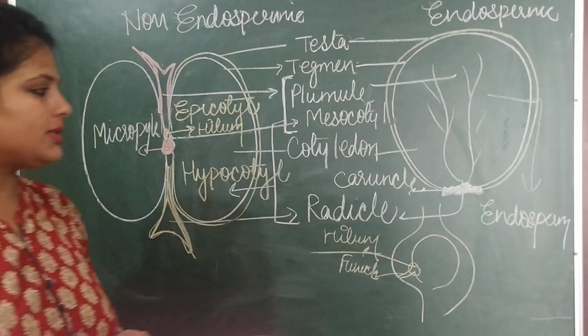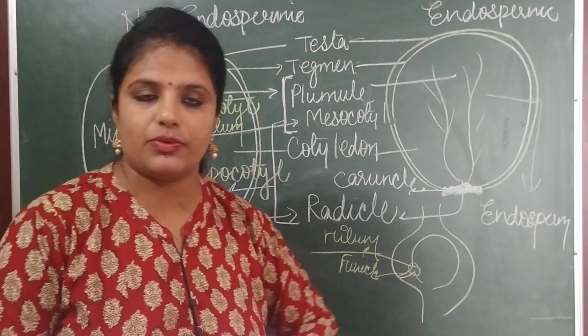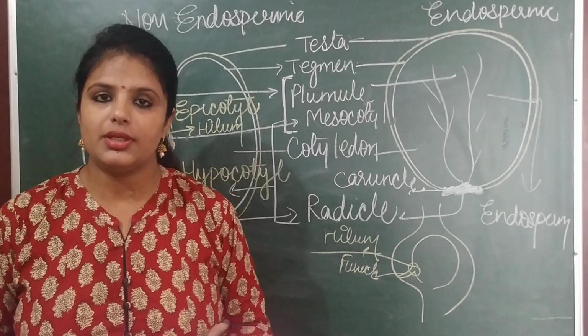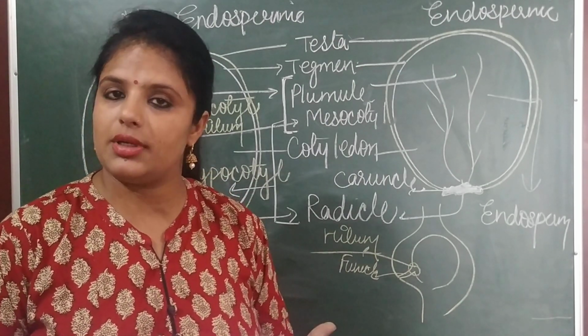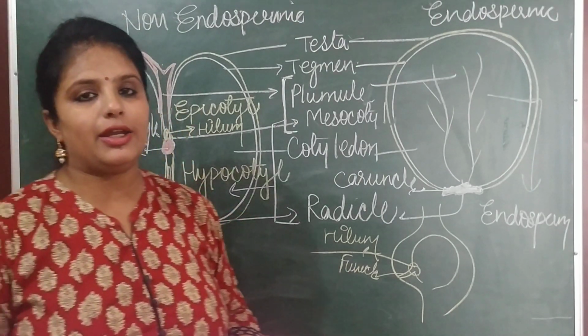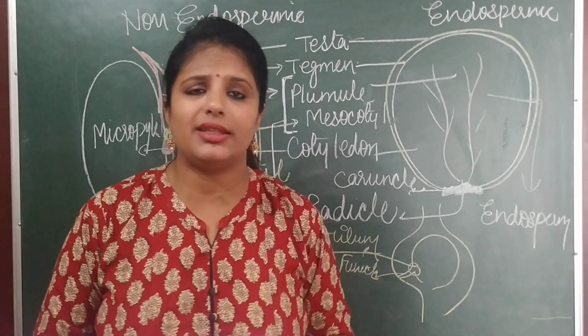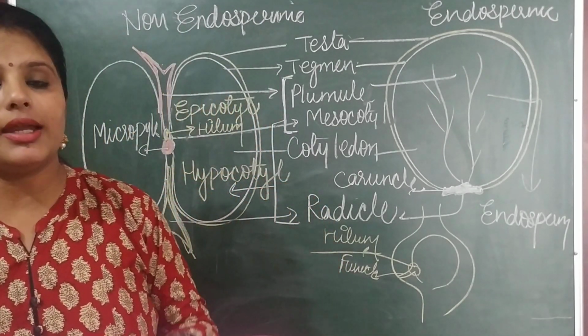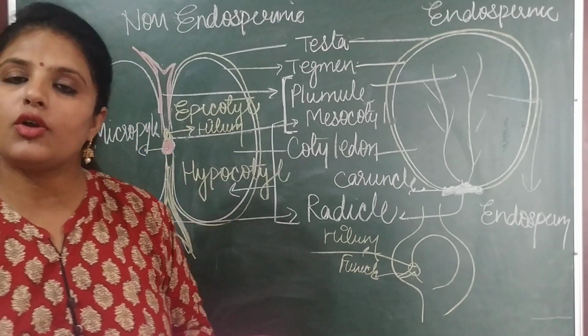So, how many parts have you covered? Testa and tegmen. These are two integuments which provide protection. Testa is the outermost tough layer. Tegmen is innermost, and it is a comparatively soft layer. There are two food-storing parts, endosperm and cotyledon. If it is an endospermic seed, then the cotyledon is thin, and if it is a non-endospermic seed, then most of the food is stored in the cotyledon.